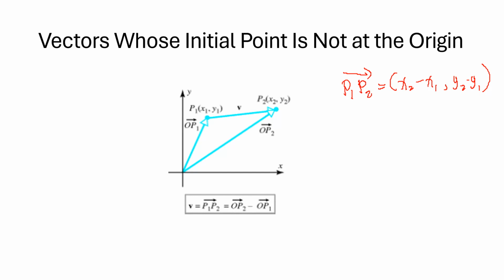So, of course, in this illustration, as you can see, we expect the components of the vectors, where P1 is x sub 1, y sub 1, and P2 is x sub 2, y sub 2.